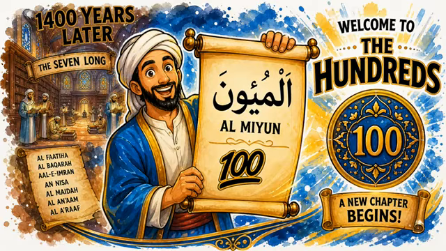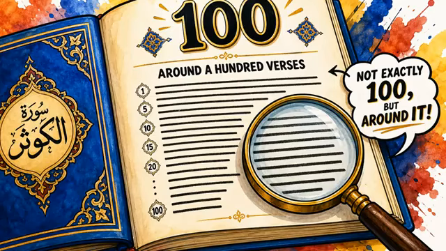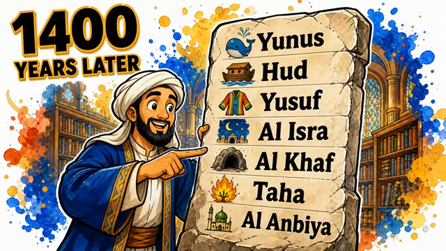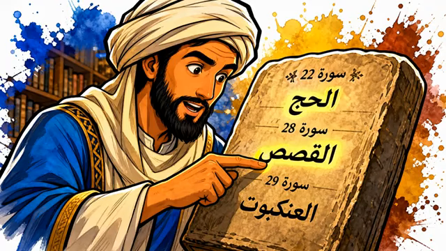The name is simply the plural of the Arabic word for 100, and it tells you exactly what qualifies. These are the chapters that run to around 100 verses, either at that mark or a little over or close to it. They pick up where the 7 long ones leave off and continue through the front to middle stretch of the book. The classical works list them out. Yunus, Hud, Yusuf, Al-Isra, also called Bani Israel, the children of Israel, Al-Kahf, the cave, Taha, Al-Anbiya, the prophets, Al-Hajj, the pilgrimage, Al-Qasas, the stories, and others in that same range.